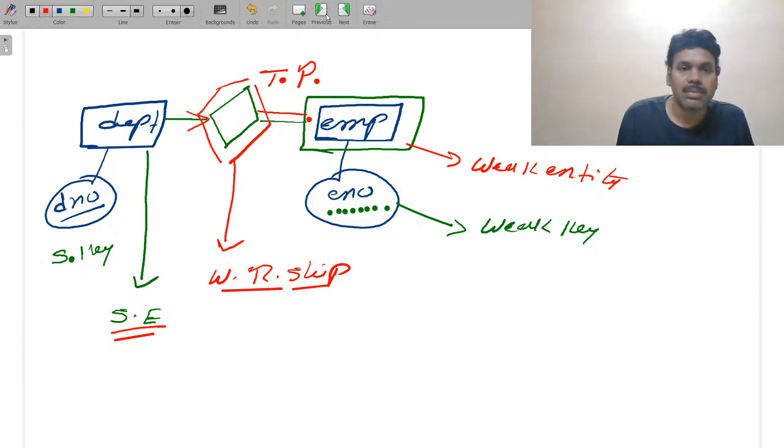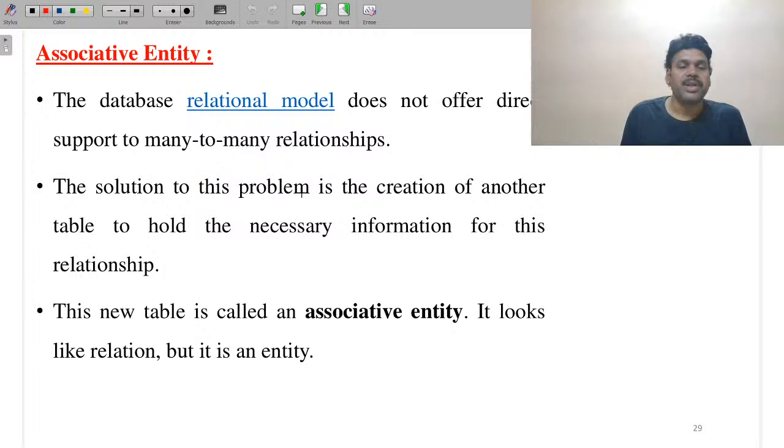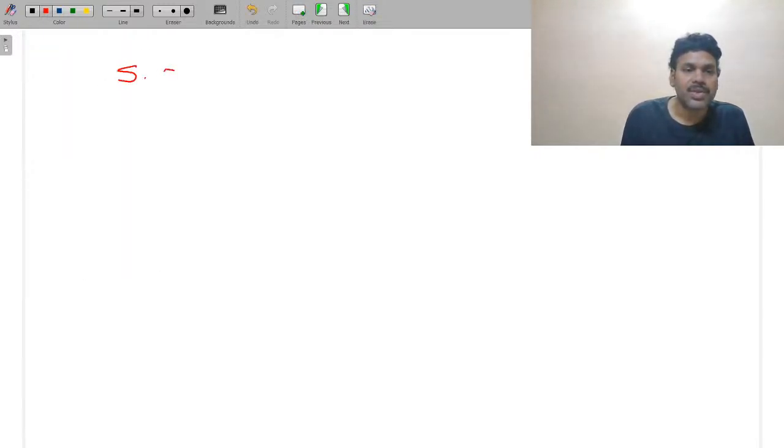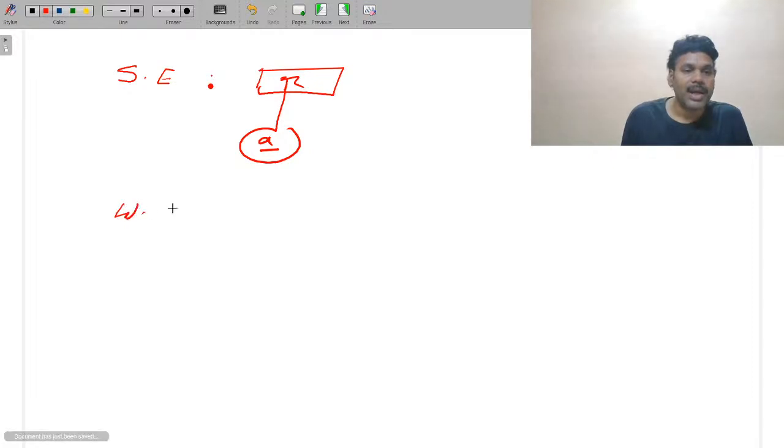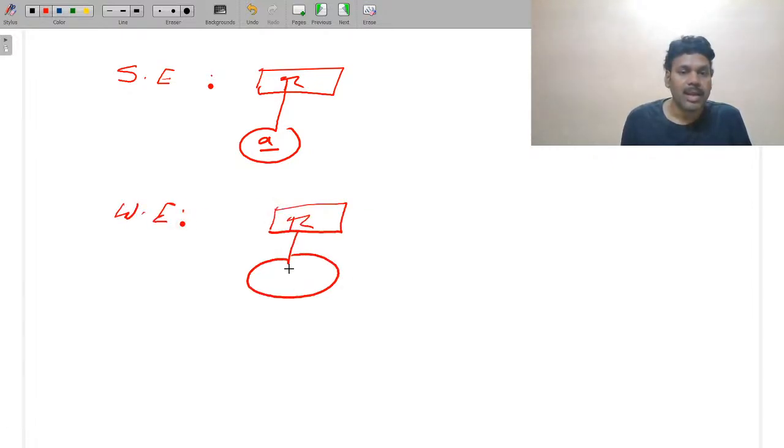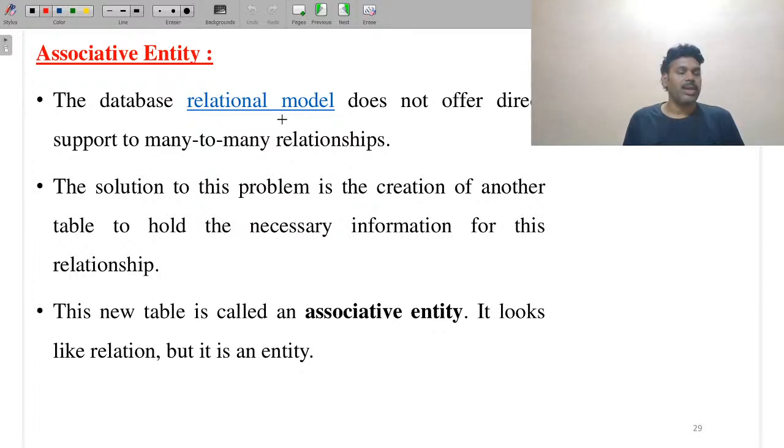Now, another type of entity: the associative entity. So far we learned about the strong entity, which we represent like this with a primary key, and the other one we learned, with a dotted line, is a weak entity like this. And the third one is the associative entity. What is an associative entity? Many to many relationship.